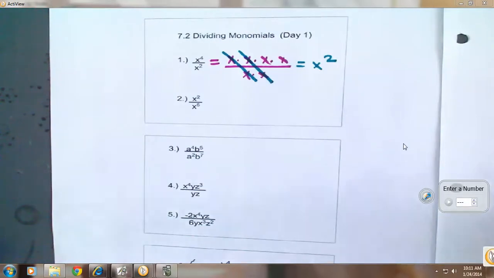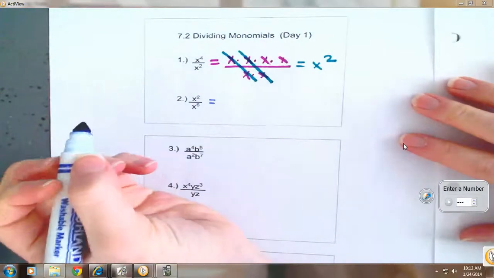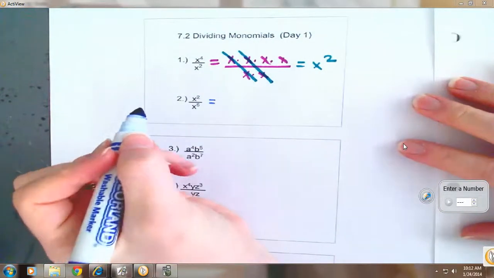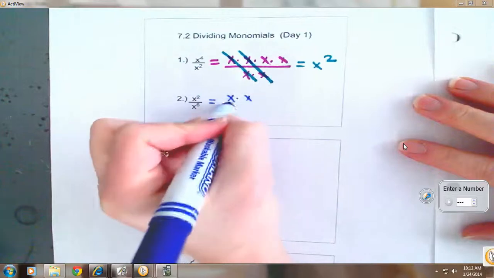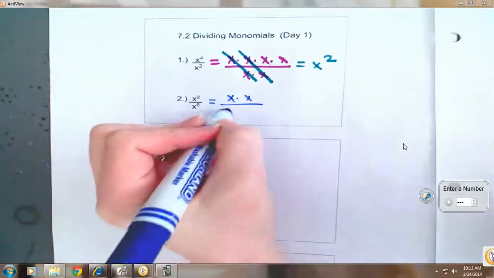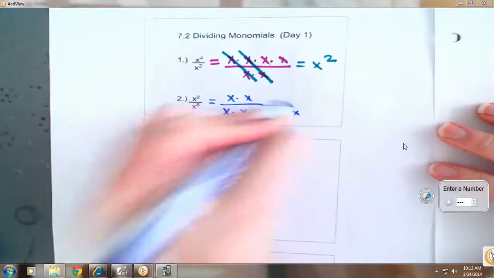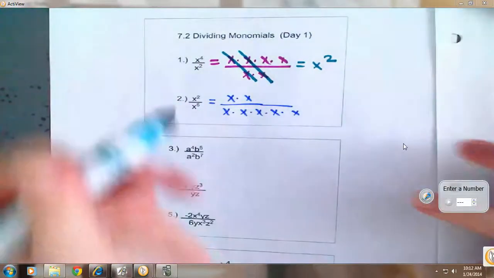Now what about example 2? I want to write this out again. x squared really means x times x, right? What about x to the 5th? x times x times x times x times x. So then we can start canceling these things out.